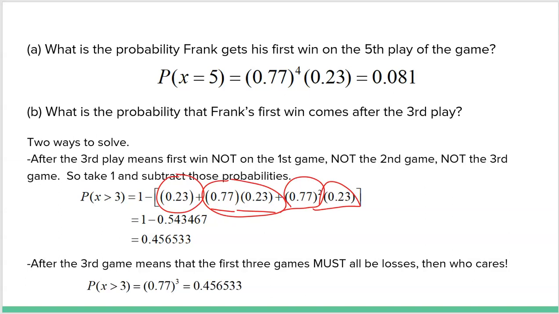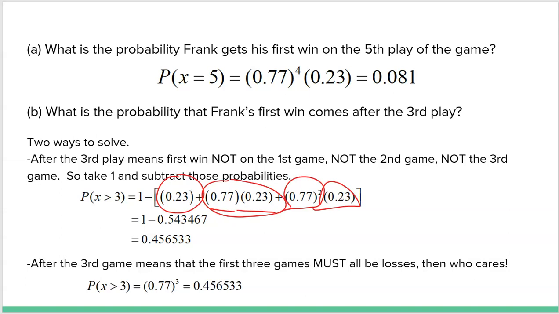But there's actually a second way to do this that for some kids makes a lot of sense, and for other kids, the math is easier, but they still have a hard time contemplating and understanding this. So the other option to solve this is, hey, just think about it. After the third game, Frank wants to get his first win after the third game. That simply tells me that the first three games must all be losses. After that, who cares? All I know is if he's looking for his first win to come after the third play of the game, the first play has to be a loss, 0.77. The second play has to be a loss, 0.77.